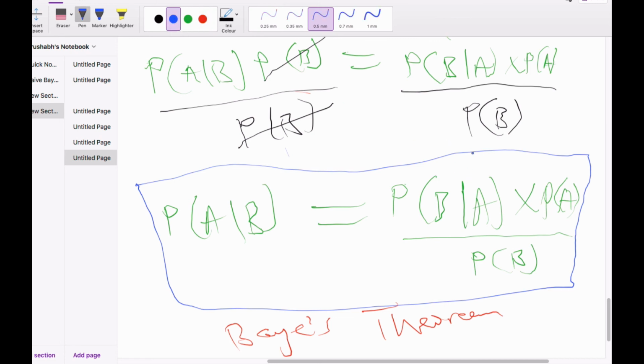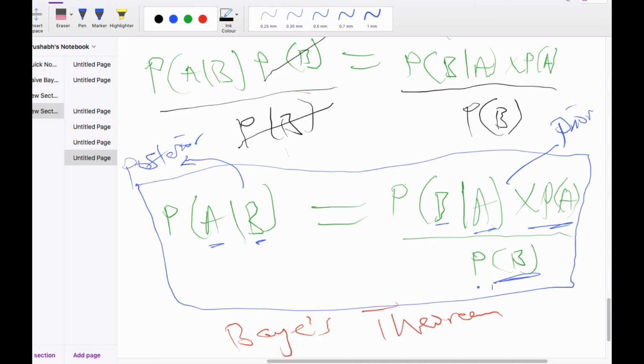This is the prior probability, the probability that we know already, and this is what we want to find, given the new information. So this becomes the posterior probability. The probability of A, given that B has happened, equals the probability of B given A, multiplied by the probability of A, divided by the probability of B. Basically this is what the Bayes theorem is all about.